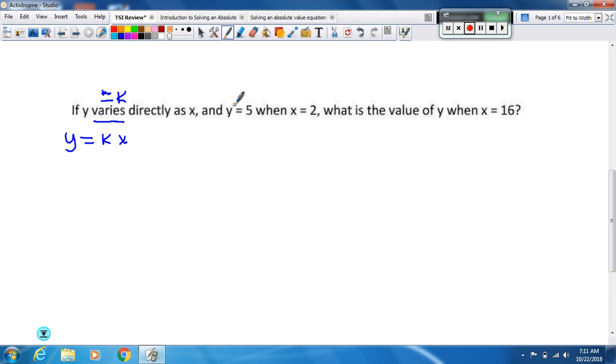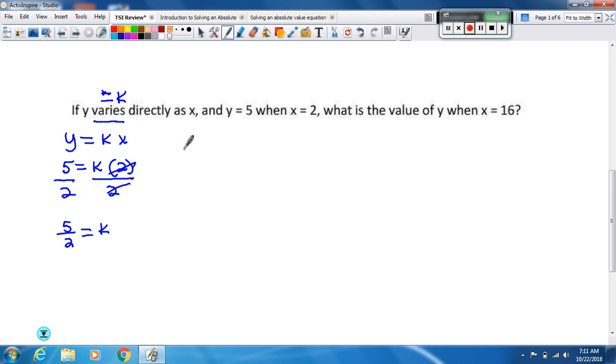Now you start plugging things in. y is 5. You rarely know k. That's usually the first step for you to do when you're solving direct variation. x is 2. So to get k by itself, we're going to divide both sides by 2. So 5 over 2 equals k because the top cancels with the bottom.